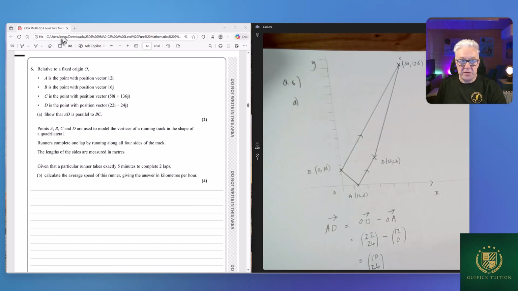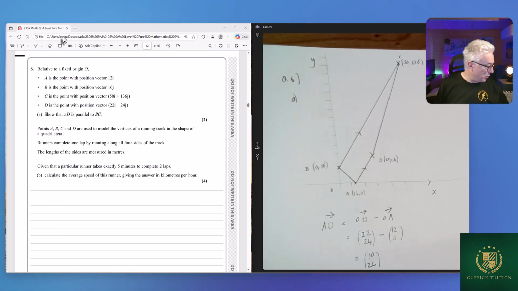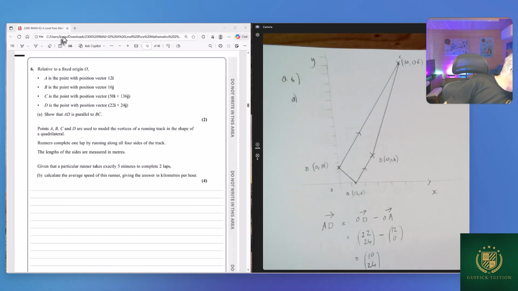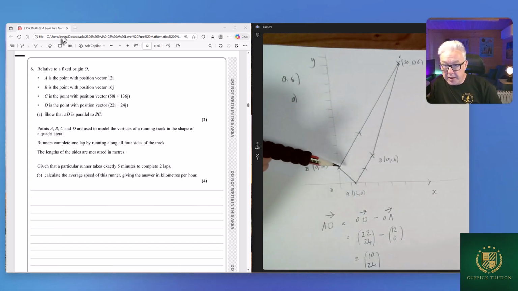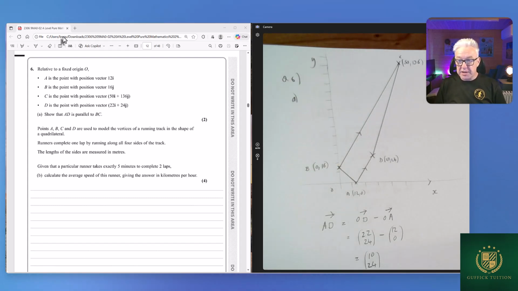Because we're only dealing with 2D vectors here, I've just drawn a little sketch to represent what it looks like. And from that, we're trying to deduce that this line, BC, is parallel to AD. And you can see from my rough sketch that they do look as though they should be parallel. So let's try and work out how we're going to do that. I'm going to work out a vector to go from A to D, and then I'm going to work out a vector to go from B to C.